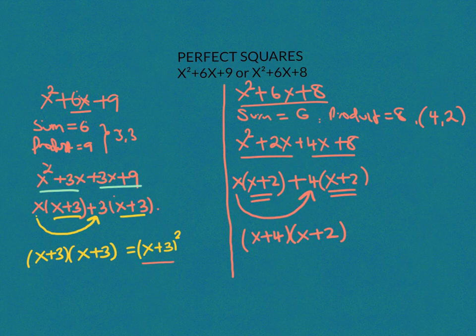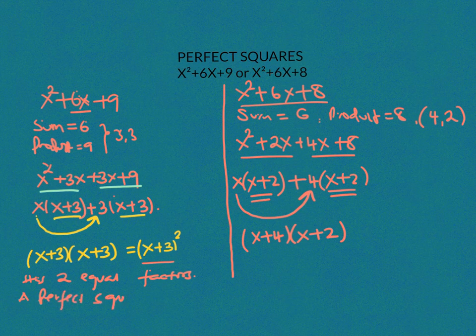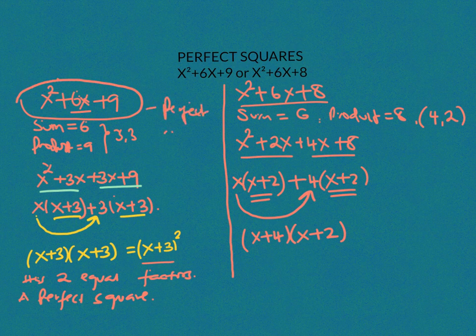Now you realize that x squared plus 6x plus 9 has two equal factors. And an expression that can be factorized leading to two equal factors is called a perfect square. So we can say that x squared plus 6x plus 9 is a perfect square.